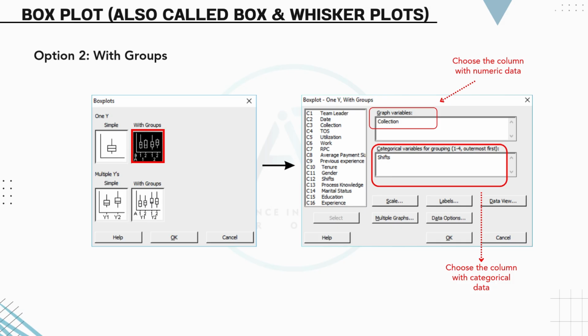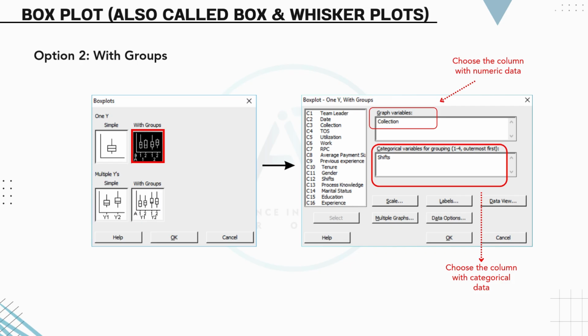Under Categorical Variables for grouping, select a grouping variable. In this case, we're using shifts. This allows us to break down the collection data by shift, for example, morning, afternoon, and night. By using this option, Minitab will generate separate box plots for each group category side by side, making it easy to compare central tendency, spread, IQR, and outliers for each group.